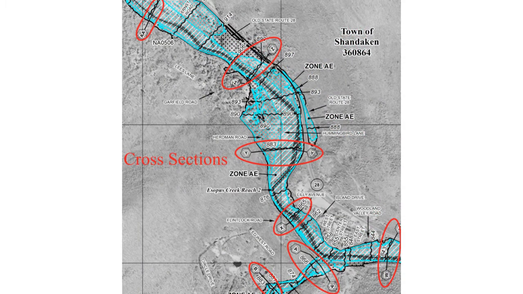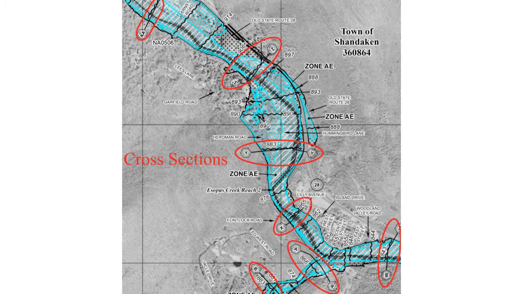You'll notice that there are several hexagons with letters in them that go up and down the stream channel. These are lettered cross sections. These are locations where land surveyors have determined the exact land and water surface elevations for that particular point along the stream. These are the spots that will help you be able to calculate base flood elevation.